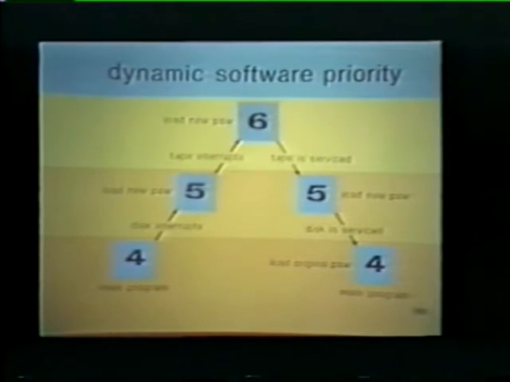Once again, the disk is serviced. The CPU's priority level is again lowered to 4 so that the main program can continue. Notice how the priority level of the processor was elevated and lowered to accommodate devices according to their priorities.